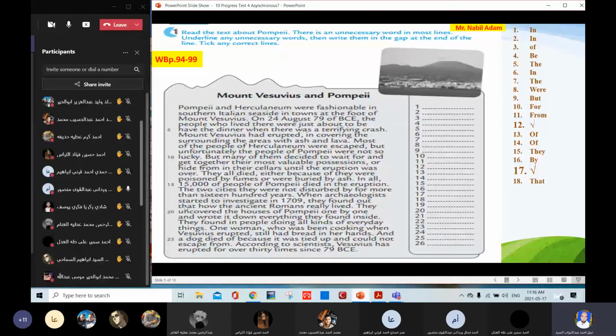Okay, line 19. Okay, let's see, Shadi. No mistakes. How the ancient Romans, no mistakes. Okay. Next. Yes, Al-Ghannam. They uncovered the houses of Bombay one by one.